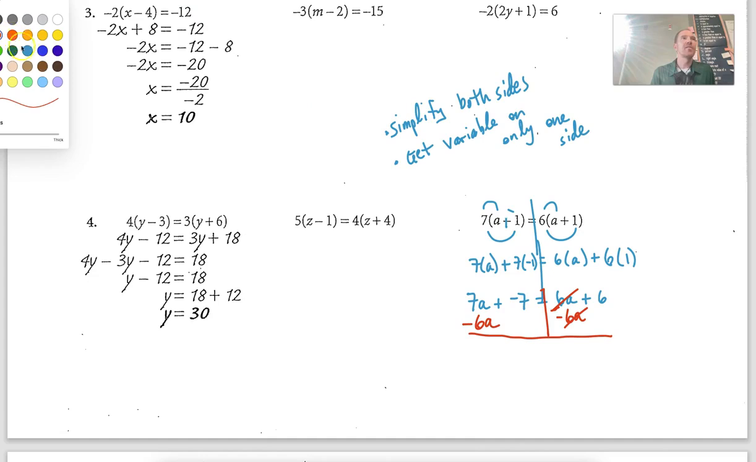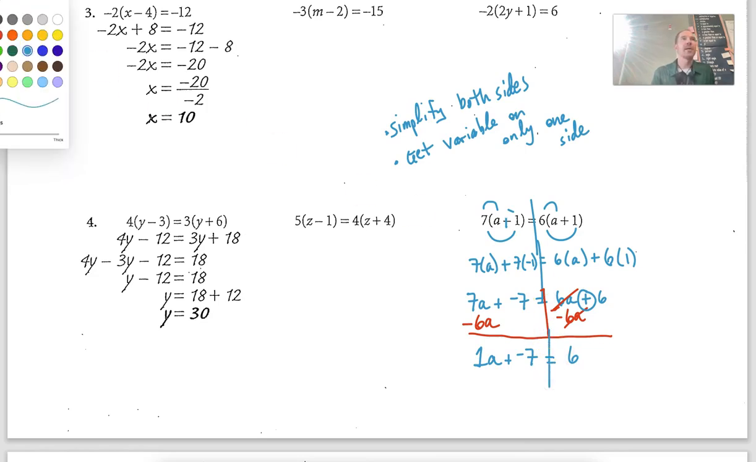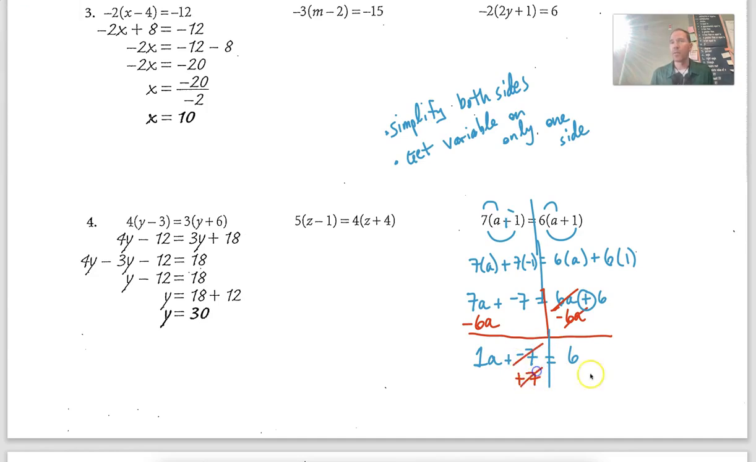And notice what that gives me here. 7a minus 6a is just 1a. I still got the plus negative 7. It's still equal. That's a positive 6 over here. I can add 7 on both sides. I owe $7, so I'll give you $7. Balance that. And then that's going to be 1a equals 13.